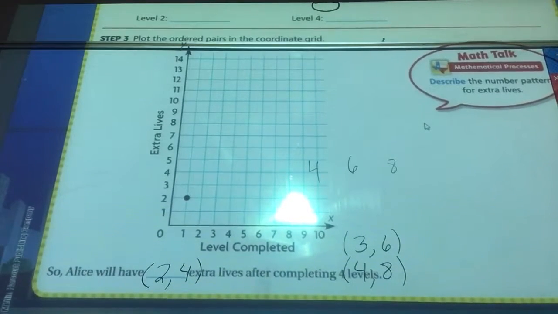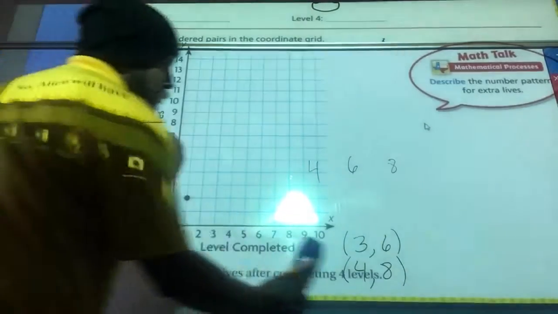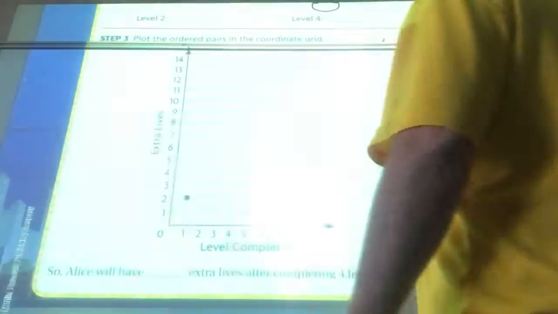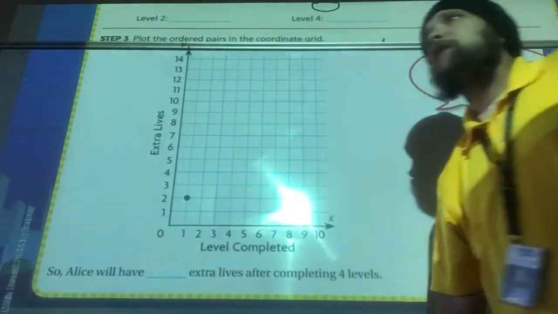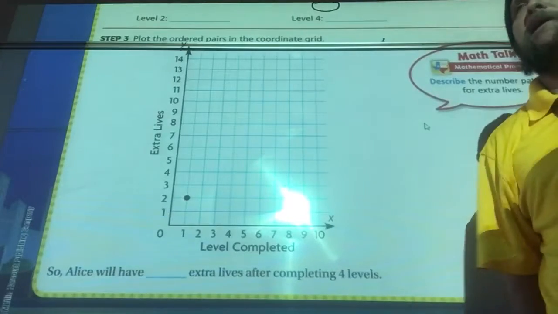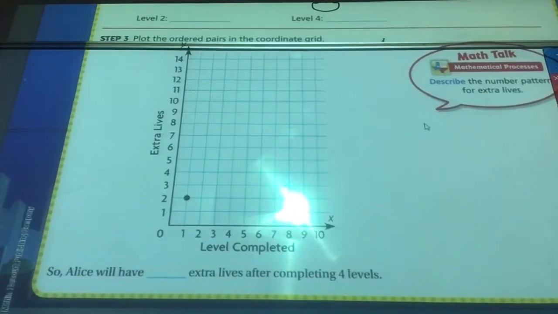Okay, so now you're going to plot the ordered pairs. Jaden. Okay. Oh, you can't. I've got it on the camera, so I can't have you coming up here.